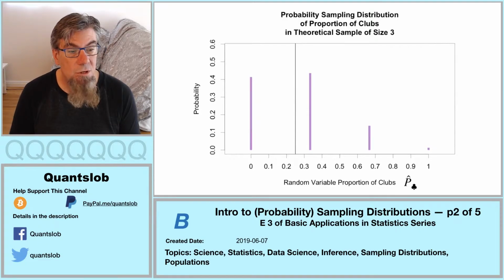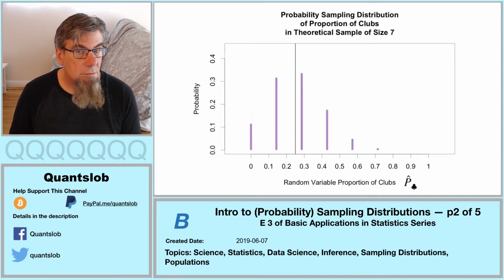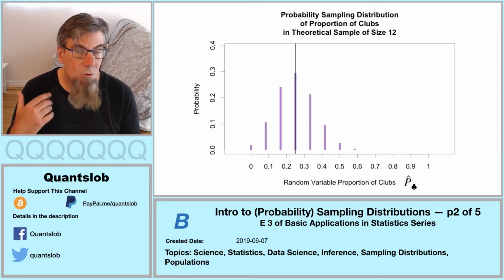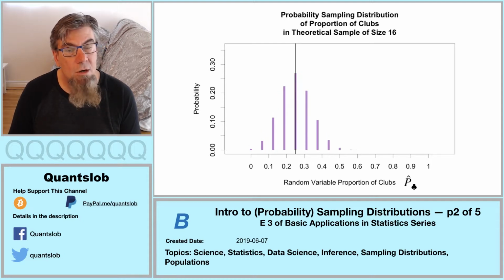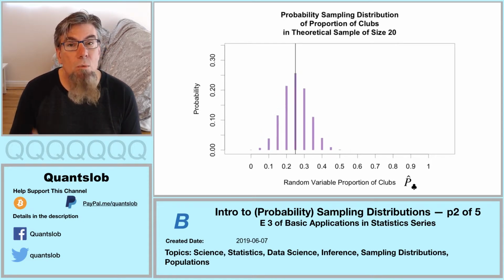Probability sampling distribution of a sample proportion of clubs in a theoretical sample of size 3. What about sample sizes 4, 5? And so we have an animation here. We're increasing our sample size. So what do we see here?